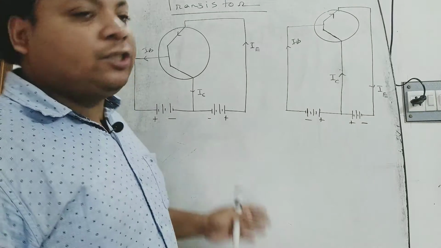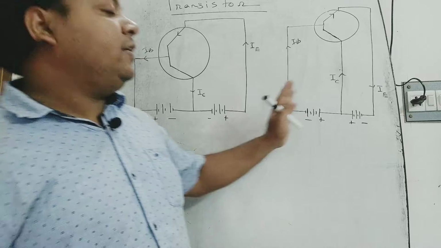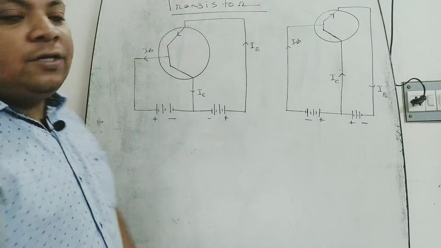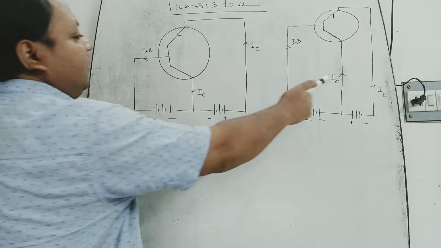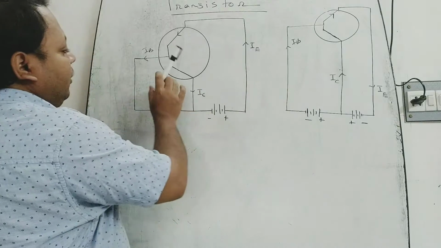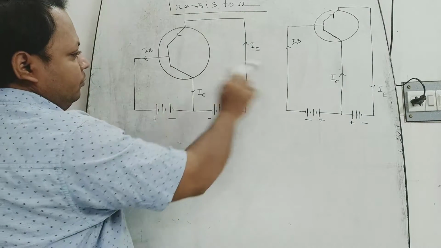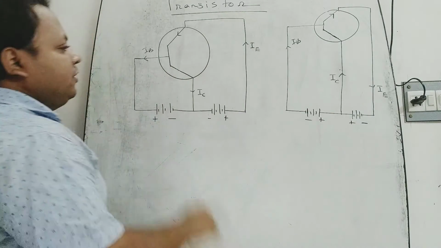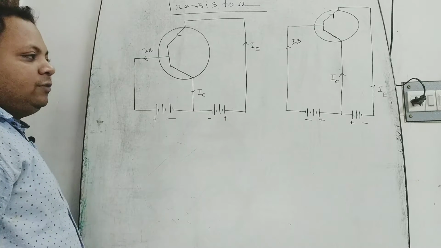This type of connection is known as common collector circuit or CC circuit. In this case, collector is common for both input and output. That's why it is known as common collector circuit.